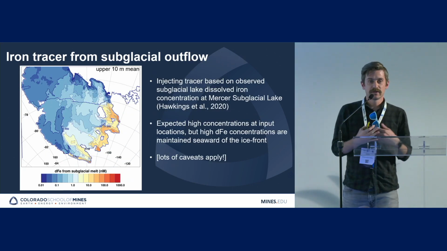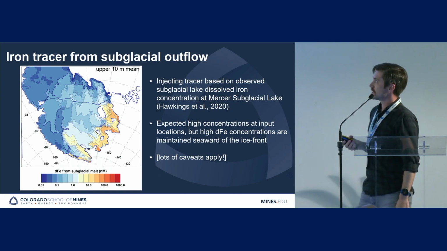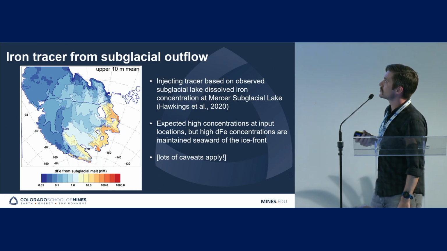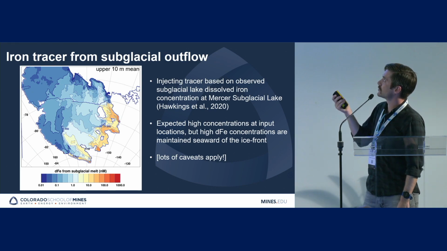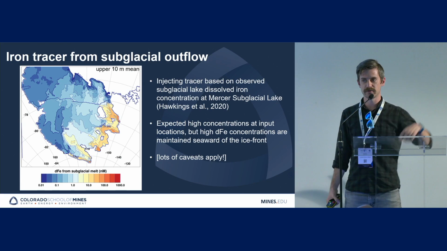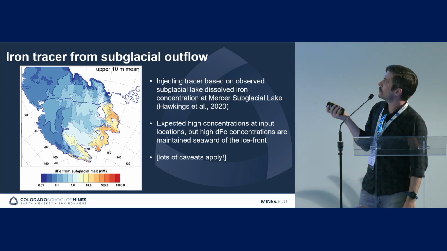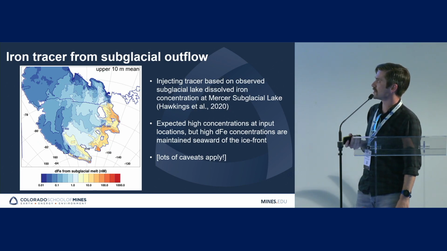We're also thinking about biogeochemistry and how this impacts past the ice front. And so we're putting some iron tracers into the model. This is the upper 10 meters of the water column, either below an ice shelf or below the surface when you get outside of the ice shelf cavity. Just the upper 10 meter mean of dissolved iron.